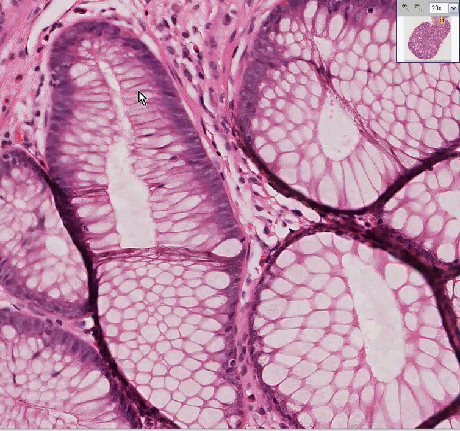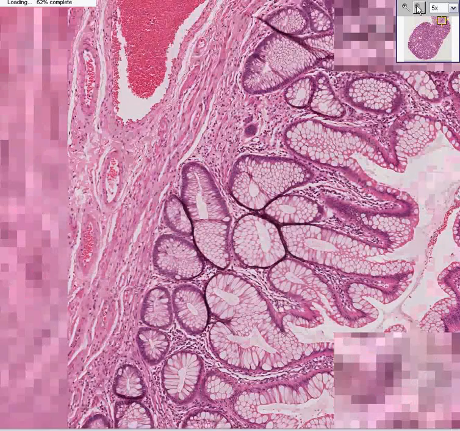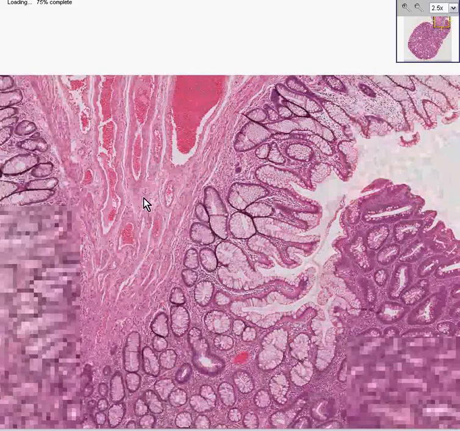I think this demonstrates a tubular adenoma or adenomatous polyp very nicely.